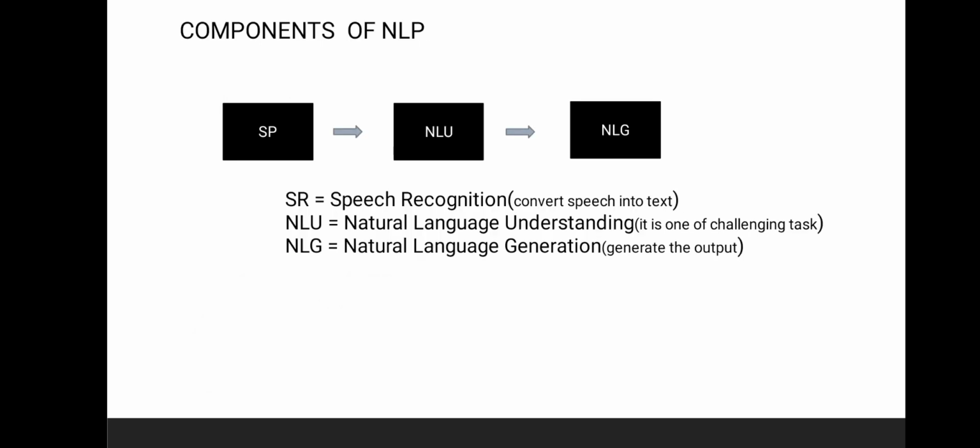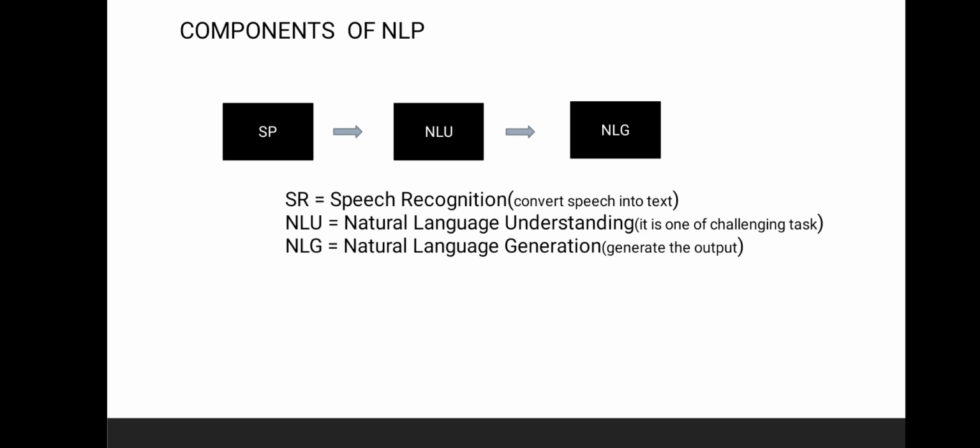Components of NLP. There are three major components of NLP: SR, NLU, and NLG. SR stands for speech recognition. It takes input from the user, which is in natural language form, which can be text, image, or also speech. NLP mostly focuses on speech. SR converts that speech into text.